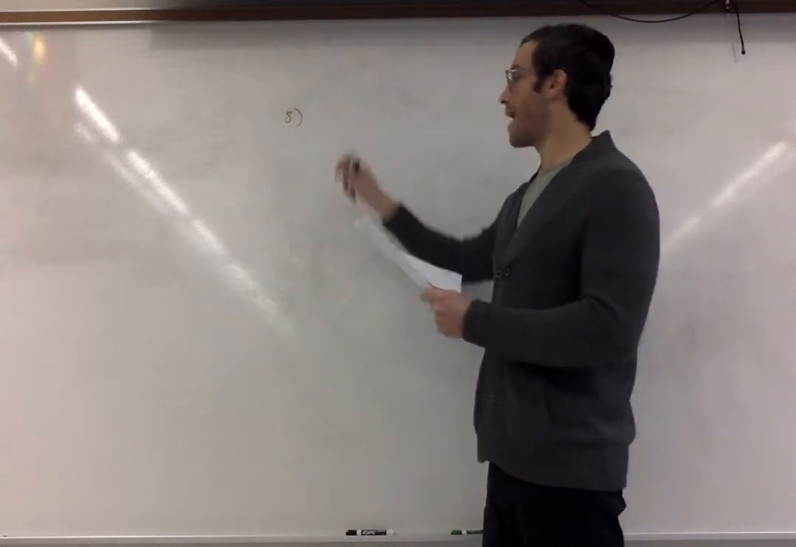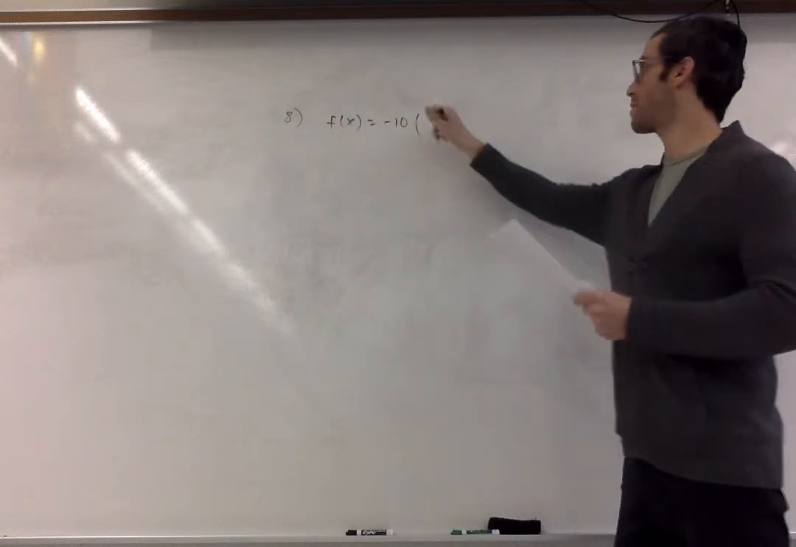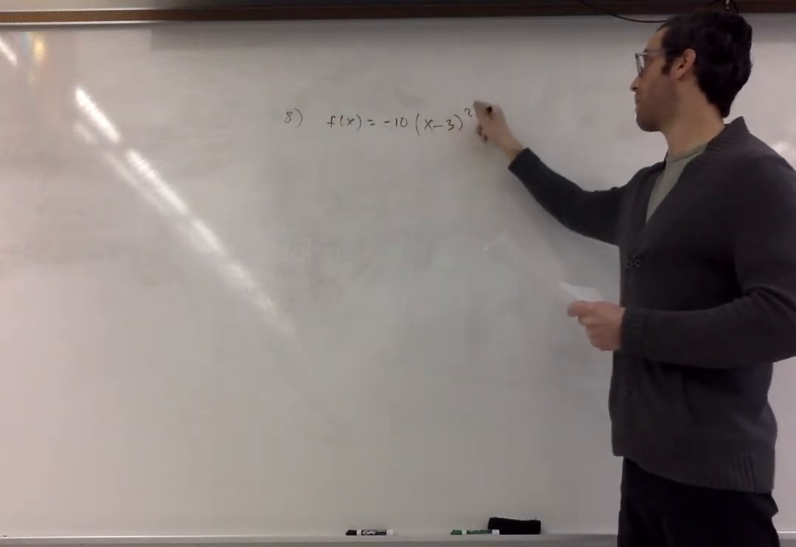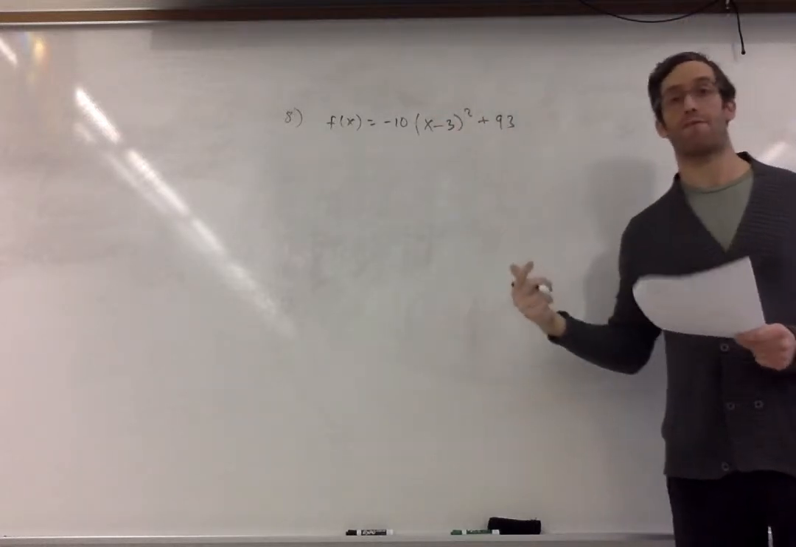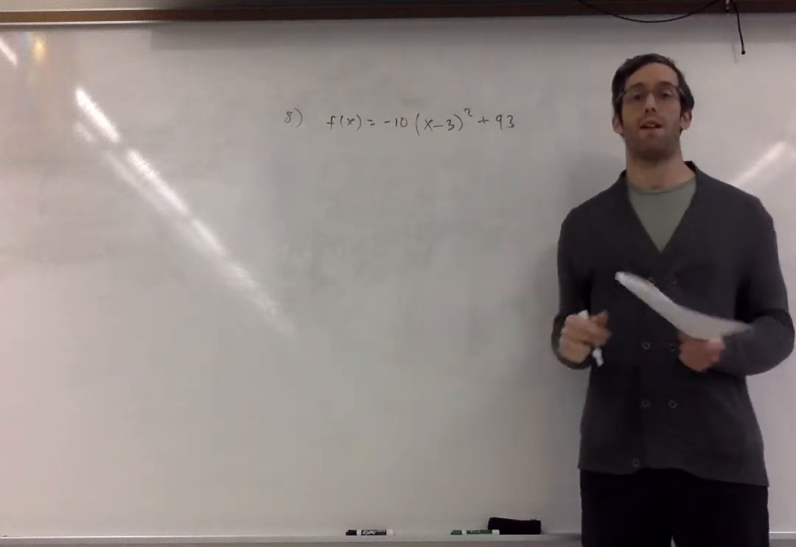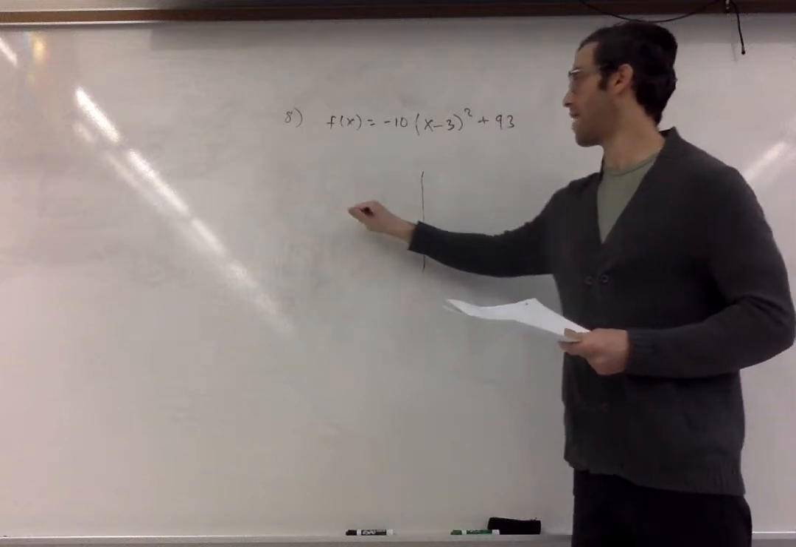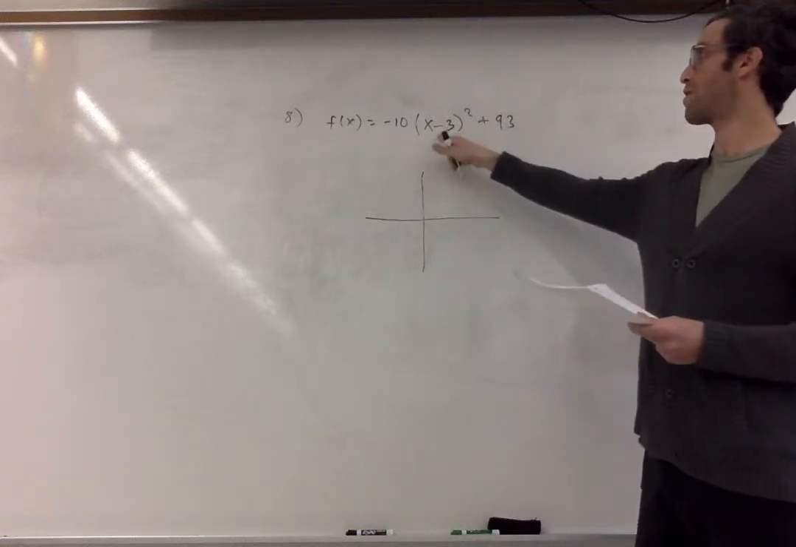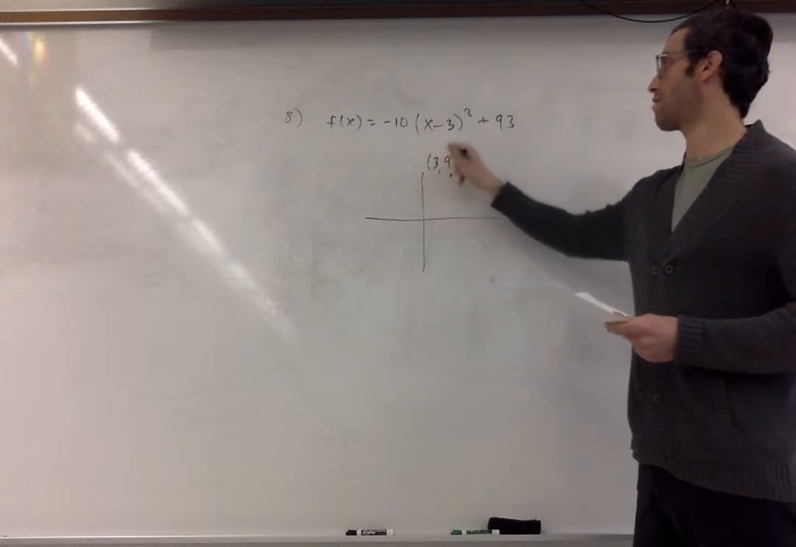So f of x is negative 10 times (x minus 3) squared plus 93. This is a quadratic function, so the range is based on the direction the parabola opens, up or down, and the y value of the vertex. The y value of the vertex is 93. This graph is shifted 3 to the right, 93 up. So that's the vertex, (3, 93).